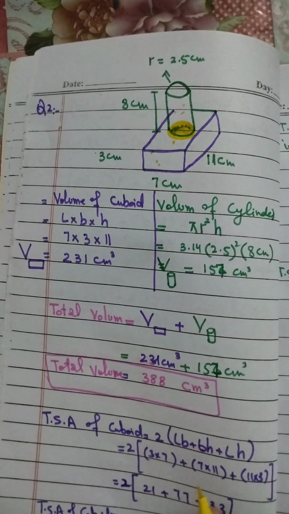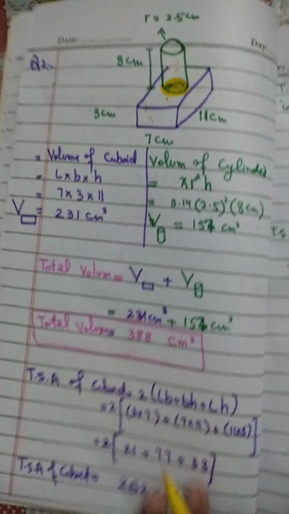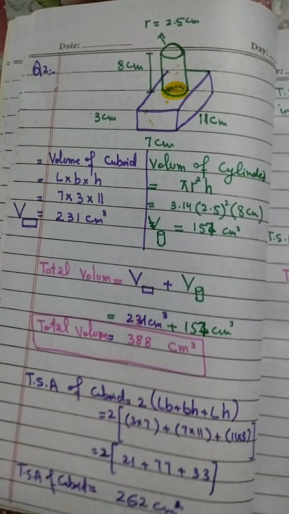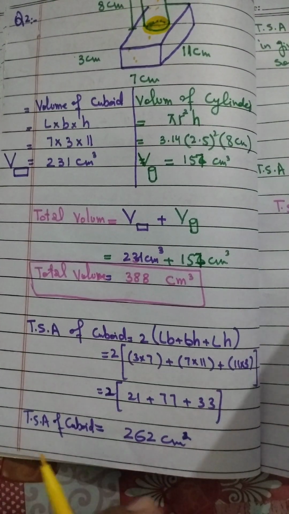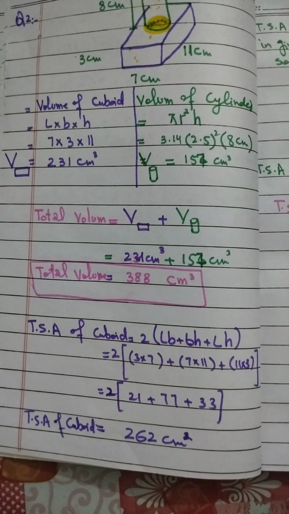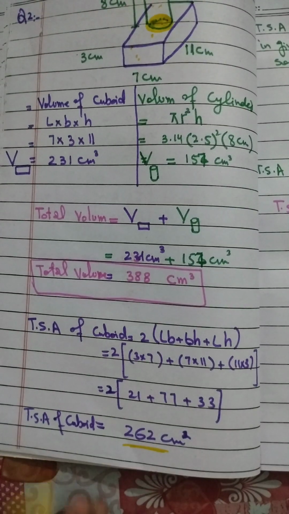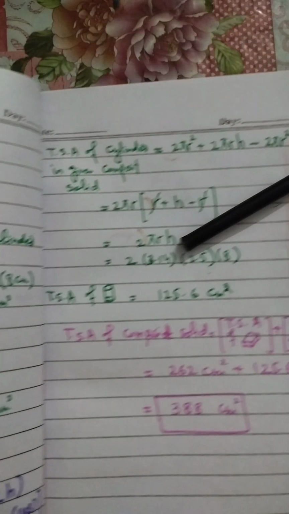So let's move toward the total surface area of the cuboid, which is simply given by 2 into (length multiplied by breadth plus breadth multiplied by height plus length multiplied by height). We did it by the formula and put in the respective values. Here we got the total surface area of the cuboid.